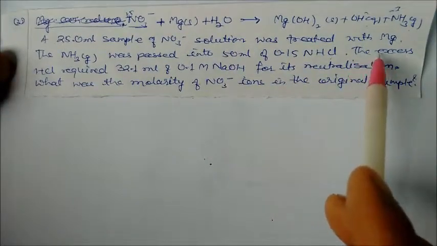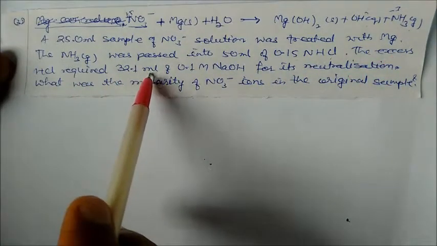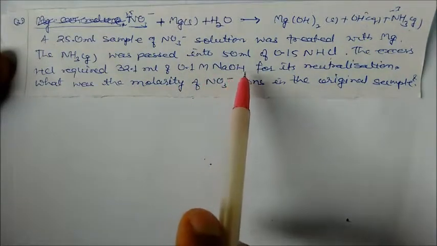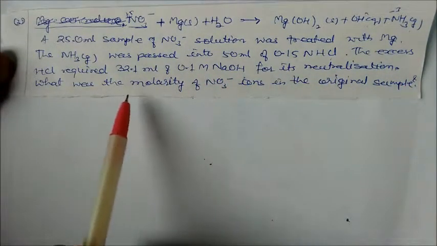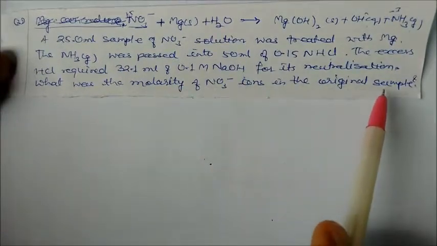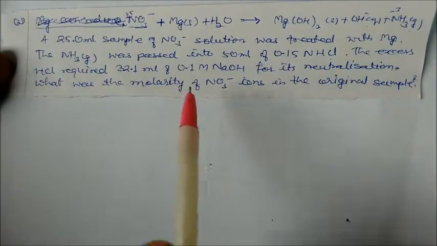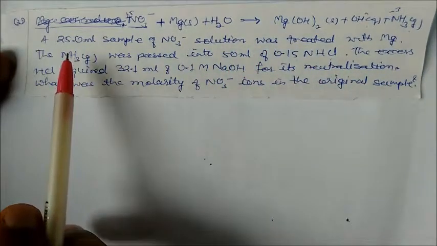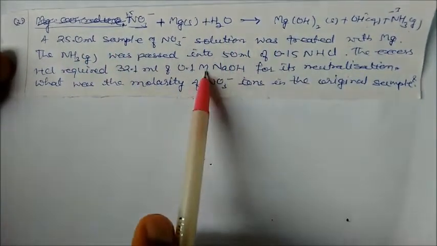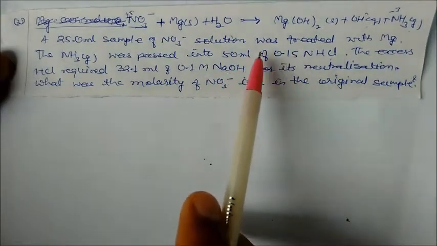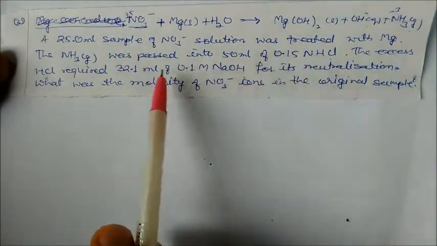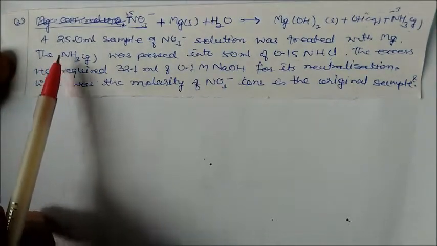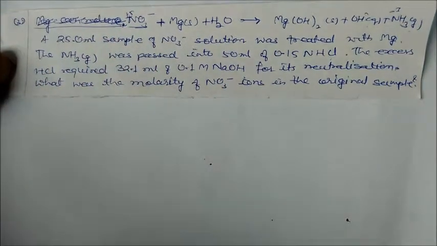The excess HCl required 32.1 ml of 0.1 molarity sodium hydroxide for its neutralization. What was the molarity of nitrate ion in the original sample? Definitely, the HCl is the main amount. It reacts with the ammonia and also with the sodium hydroxide. So milliequivalent of HCl minus milliequivalent of sodium hydroxide will give you milliequivalent of ammonia, and this milliequivalent of ammonia will give you milliequivalent of nitrate.